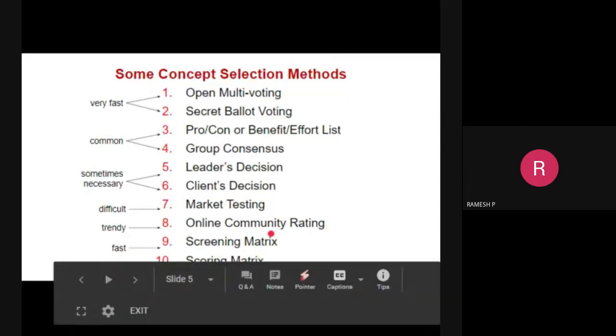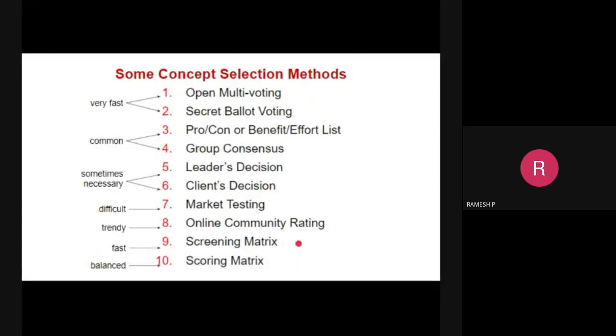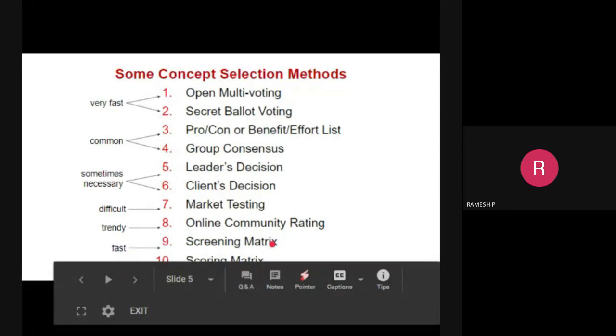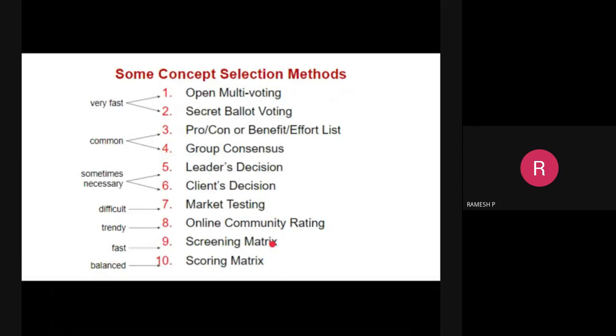And finally, the screening matrix and the scoring matrix. The screening matrix is the first one we use, in terms of understanding what is plus, minus, and neutral. From that screening matrix, we develop the scoring matrix by adding weightage to it. So our curriculum and our focus here is the last two, screening and scoring matrix. This is one of the important methods used globally to select the potential concept. We will have such an example provided in the text.